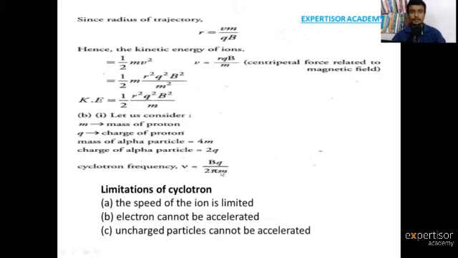Vq divided by 2 pi m. Keep the value at the place of 4, at the place of mass of the particle, that is 4m. At the place of q, you have to keep 2q. This one gives cyclotron frequency. Cyclotron frequency mu is equal to Vq divided by 2 pi m.